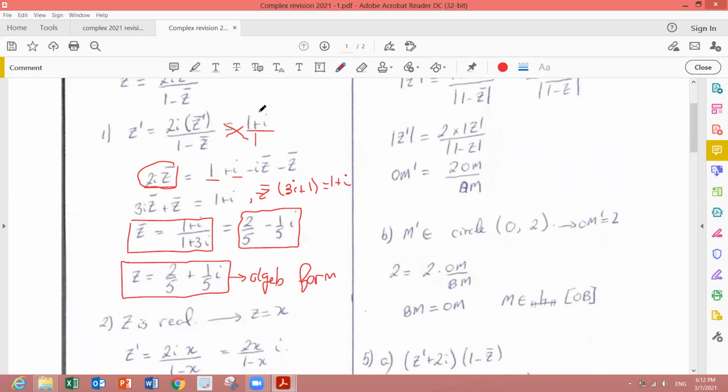So simple. We replace Z prime by 1 plus i, do the cross multiplication, bring Z bar to one side, then we solve for Z bar.